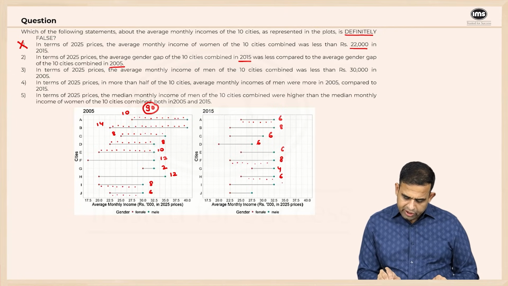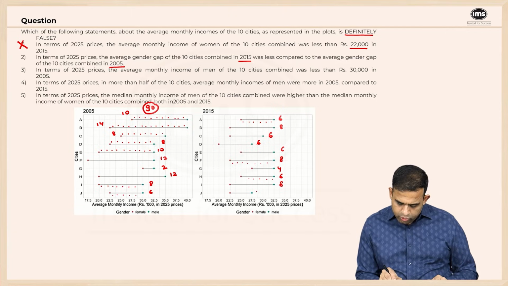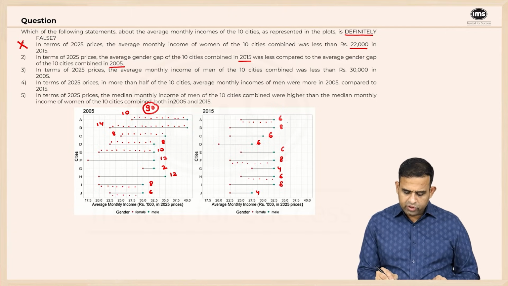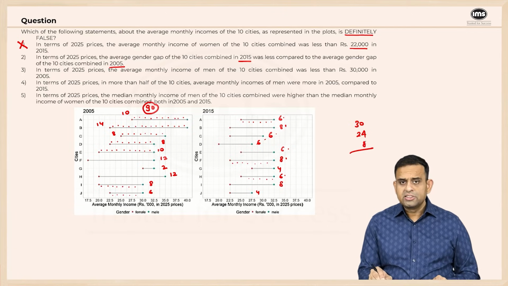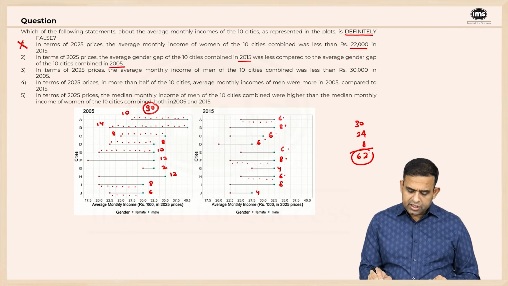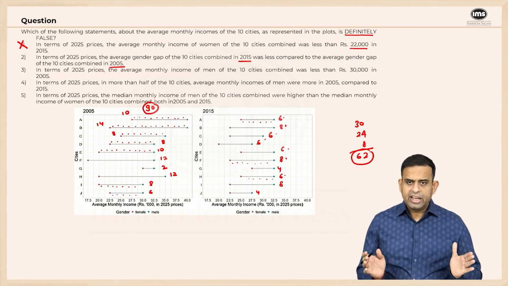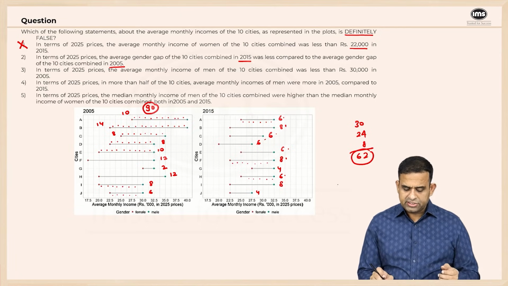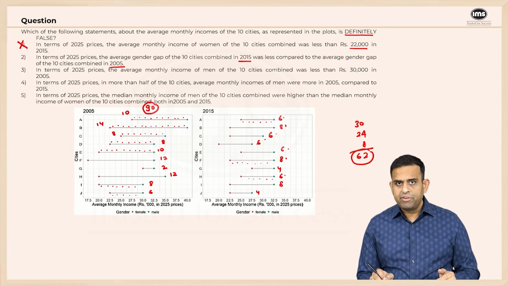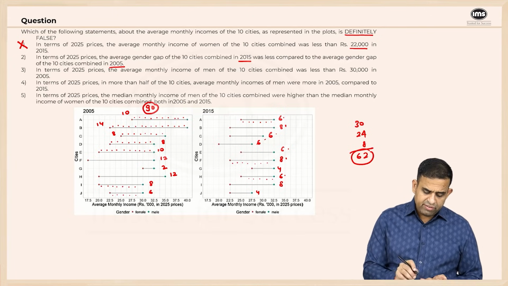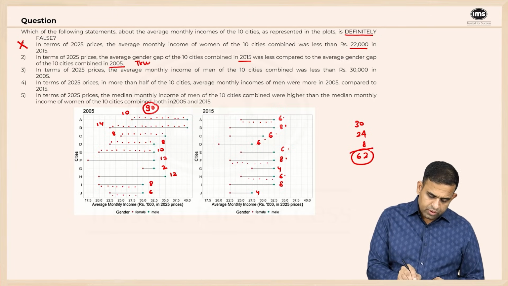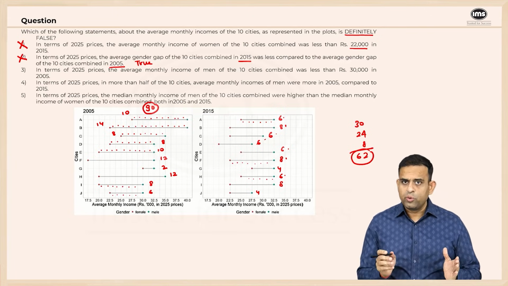22.5, then 10 would mean an 8. 1, 2, 3, 4. Clearly, if you look at the summation over here, I can see 6, 1, 2, 3, 4, 5 times 30. 8 is 1, 2, 3, 24. And 4 coming twice would mean an 8. The sum becomes 62. So it's clear that in 2015, the average gender gap combined, one can say, is definitely lesser in 2015 compared to 2005. This is true. And hence "not definitely false" can be ruled out.